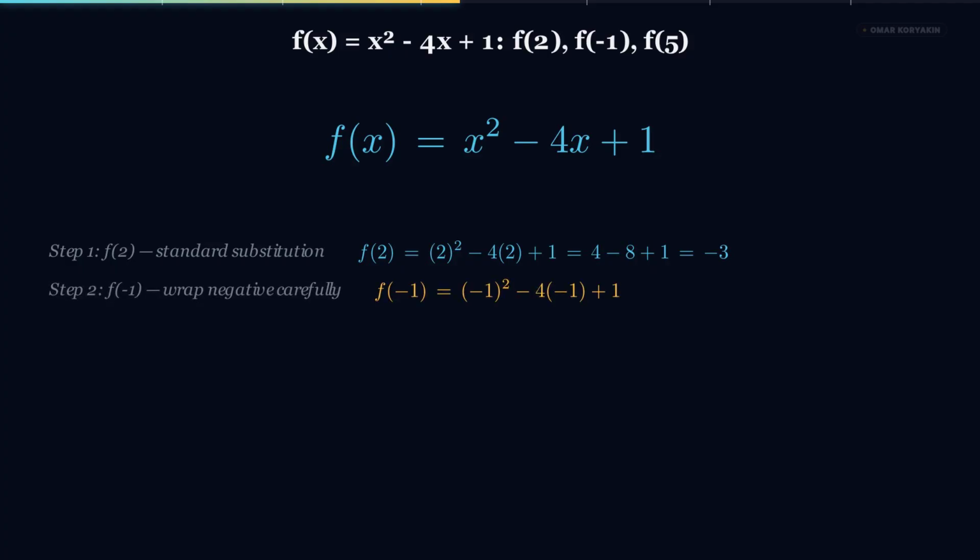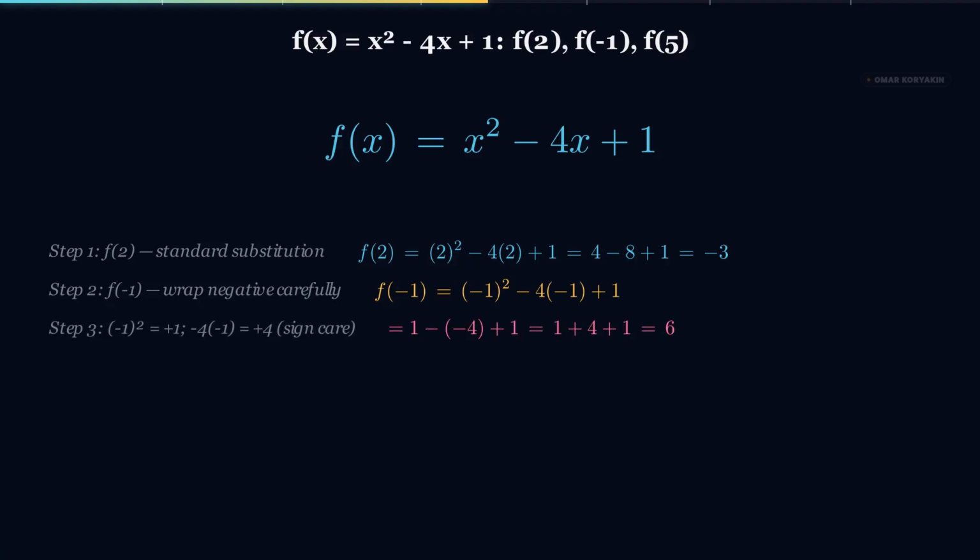Step 2. Evaluate f of negative 1. Substitute x equals negative 1 with parentheses. f of negative 1 equals the quantity negative 1 squared minus 4 times the quantity negative 1 plus 1. Compute carefully: the quantity negative 1 squared equals 1, 4 times negative 1 equals negative 4, but with the leading minus sign we have minus negative 4, which equals plus 4. So f of negative 1 equals 1 plus 4 plus 1 equals 6.